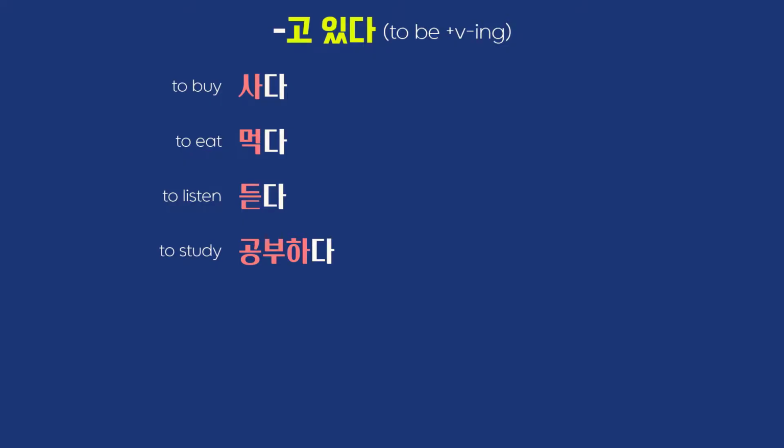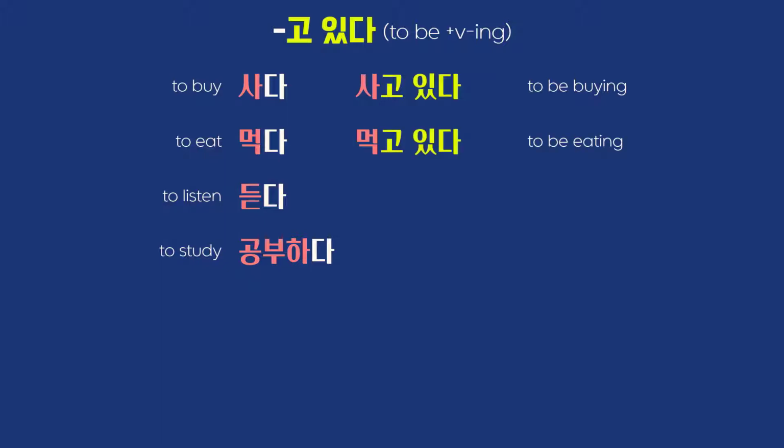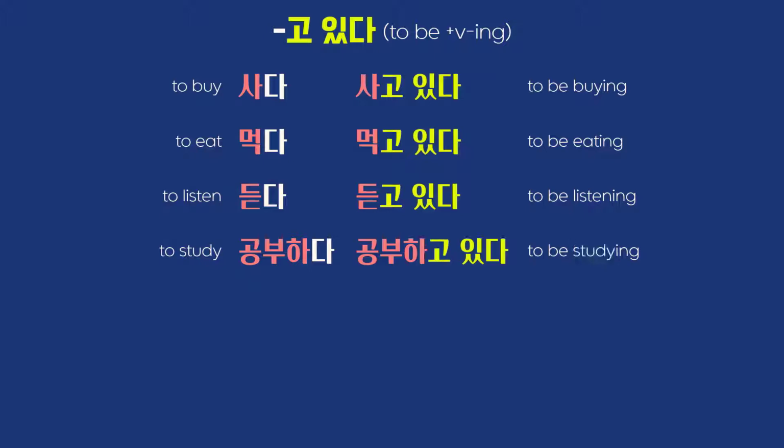And we basically add 고 있다 to the verb stem to make the present progressive structure to be plus verb ing. So we can say 사다, 사고 있다, to be buying, 먹다, 먹고 있다, to be eating, 듣다, 듣고 있다, to be listening, 공부하다, 공부하고 있다, to be studying.